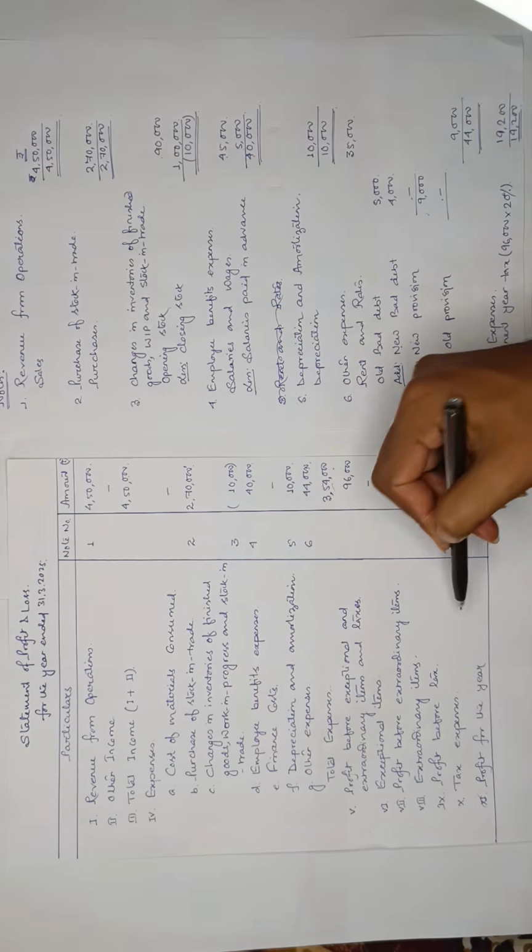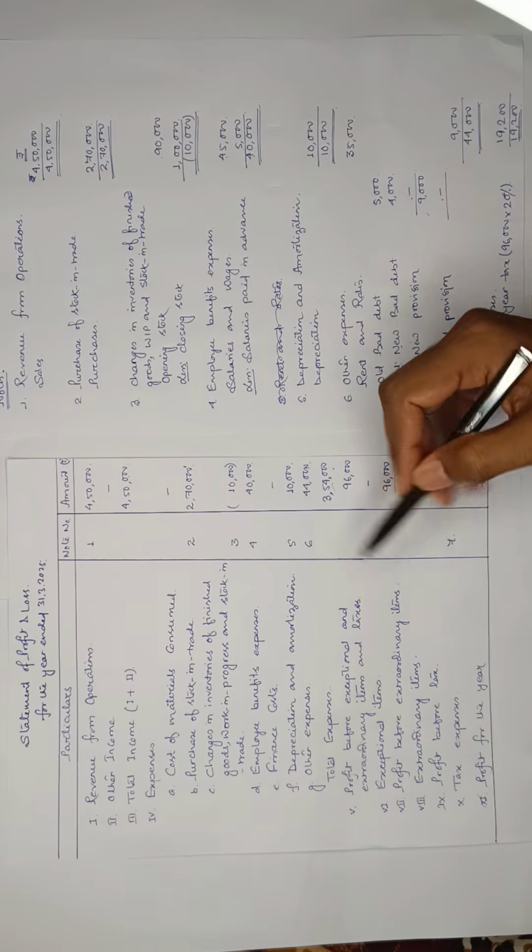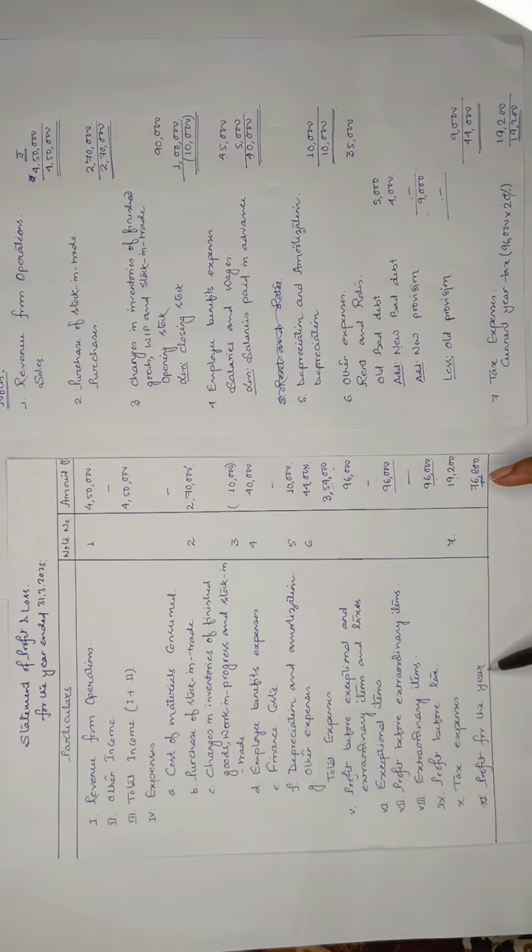This is the structure of the profit and loss as per Schedule 3 of the Companies Act. Here I have not changed it, but I have not proceeded with some information that I think is not relevant or not required at all.